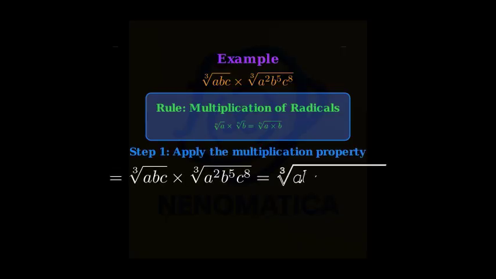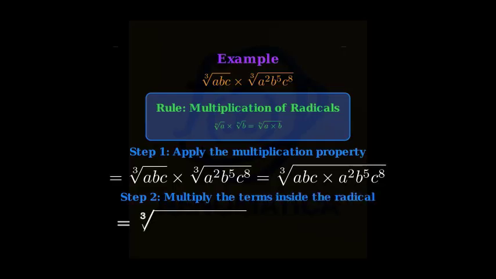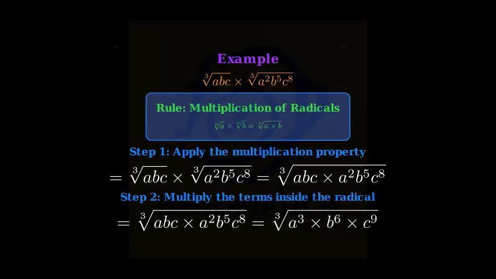We have cube root of a b c times cube root of a squared b to the fifth power c to the eighth power. Using the multiplication property, we can rewrite this as cube root of a b c times a squared b to the fifth power c to the eighth power. Now, let's simplify what's inside the cube root. We multiply a with a squared to get a cubed. We multiply b with b to the fifth power to get b to the sixth power. And we multiply c with c to the eighth power to get c to the ninth power.